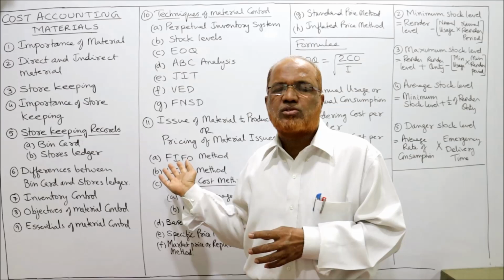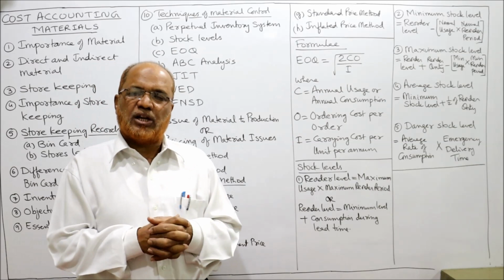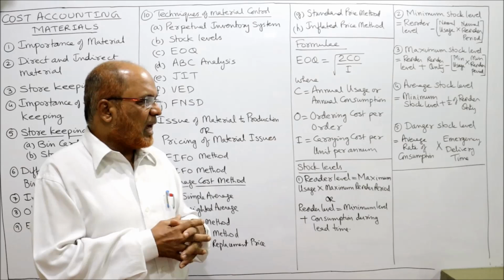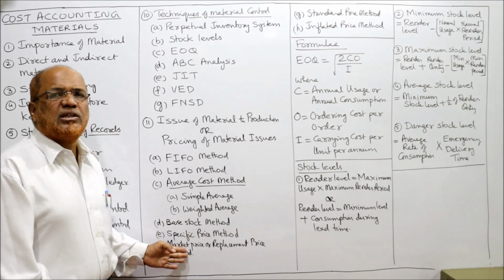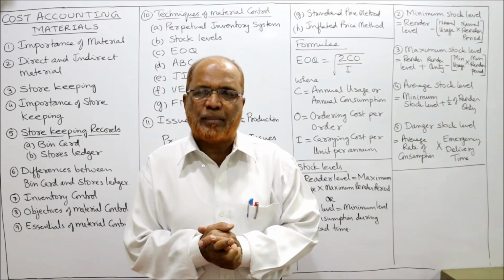Last one, we have discussed about the pricing of material issues. What are the different methods of pricing of material issues? FIFO method, LIFO method, simple average, weighted average. The problems we'll have only on these four. These are all theoretical methods: base stock method, specific price, all these are theoretical. Then we have discussed about the format. Hope you got a command on the theory or introduction part of material control. We'll continue this in the next video. The problems I'll start on material control.